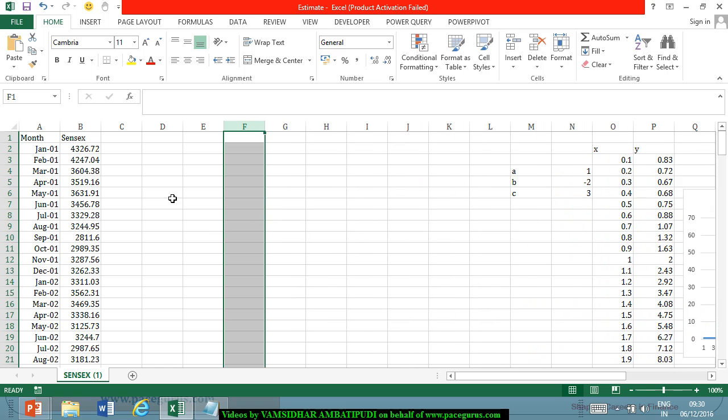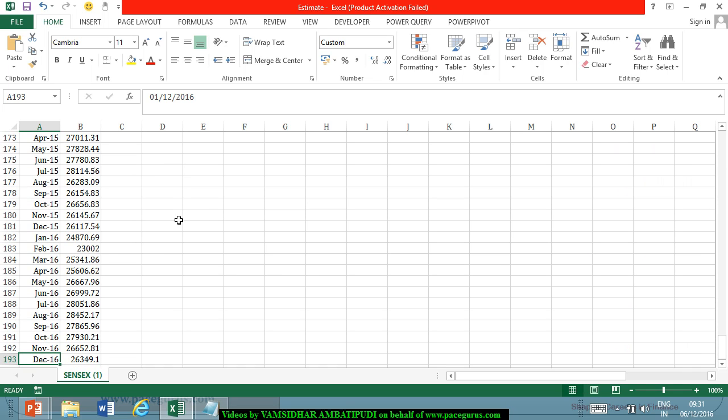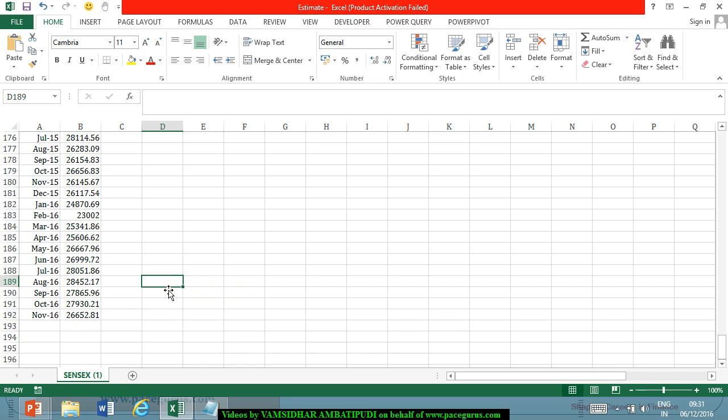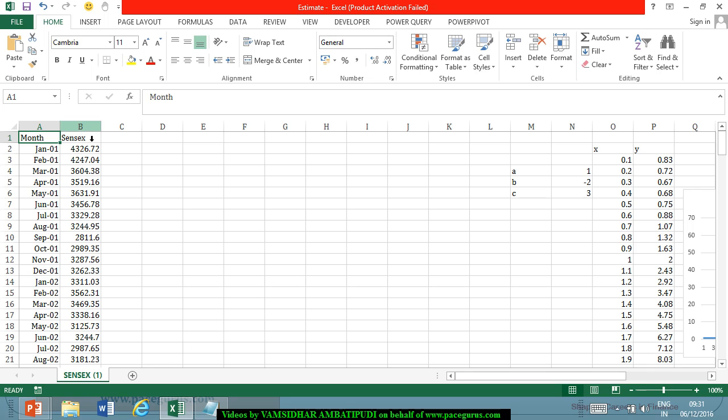With this, I have the data of Sensex, which is the Indian Stock Exchange, the values of the Sensex right from January 2001 to December 2016. Let me not consider December 2016, as we are just a week into this particular month, so up to November 16. So I have almost 16 years of monthly data. Now I want to do a trend fitting here.